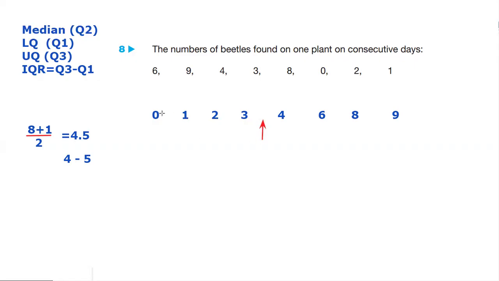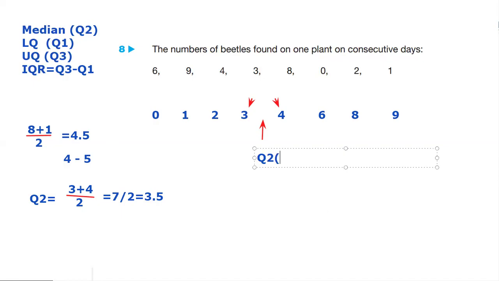Now, how do I find the median? I take these two numbers, add them together, and then divide by 2. So the Q2, or the median, will equal 3 plus 4, and then divide it by 2. To find the median, I add the fourth and the fifth number and divide by 2. So 3 plus 4 equals 7, and 7 divided by 2 will equal 3.5. So the median or Q2 is 3.5. So we write Q2, between brackets, 3.5.